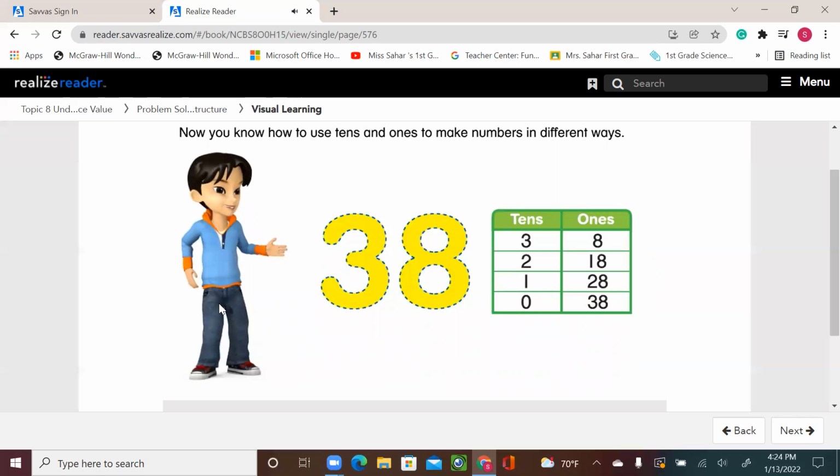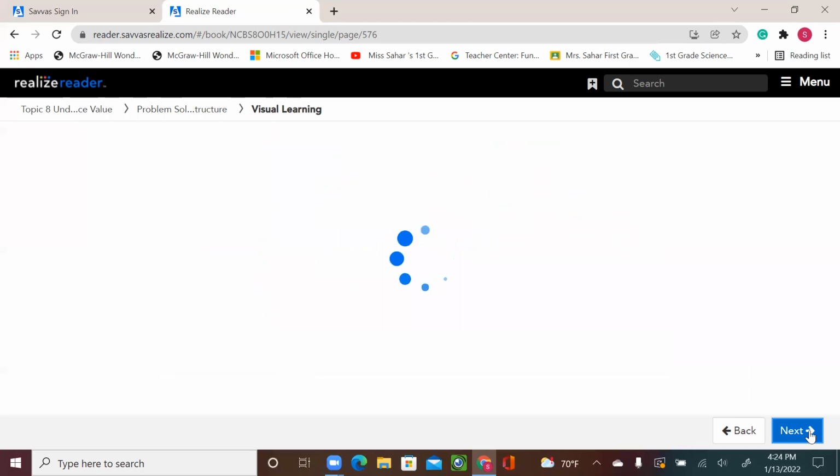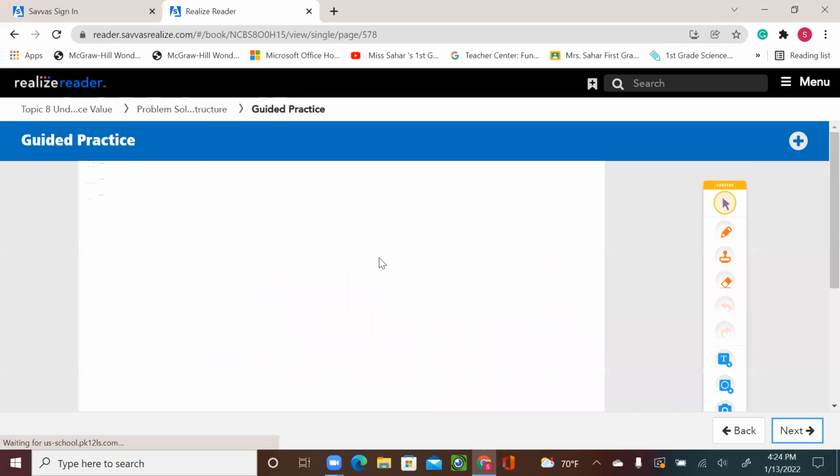The pattern helps me check my answers. Now you know how to use tens and ones to make numbers in different ways. All right, so let's see the exercise we have for our guided practice.